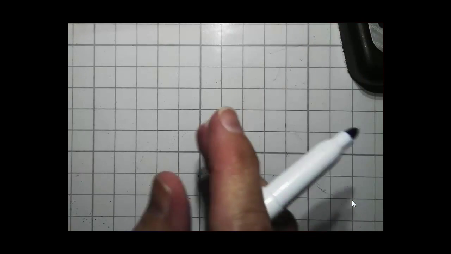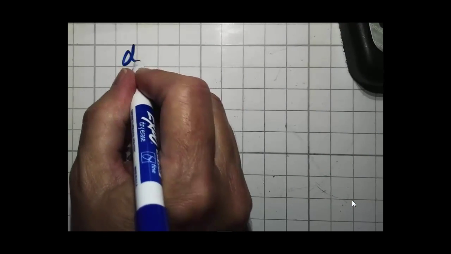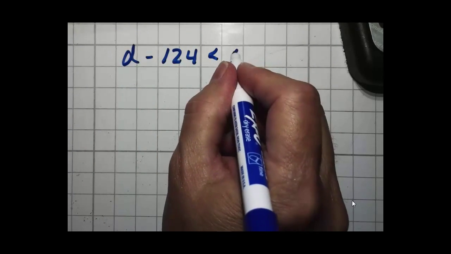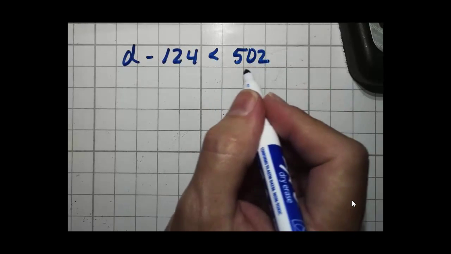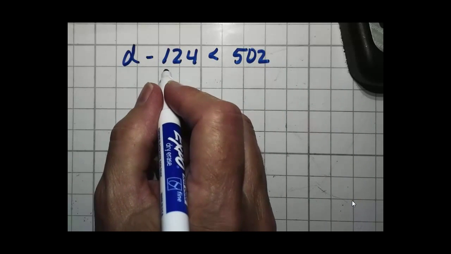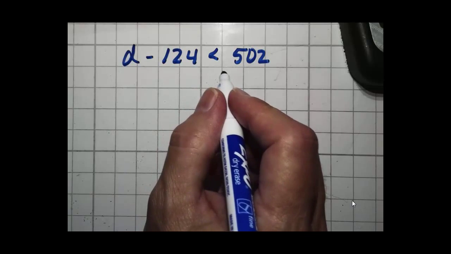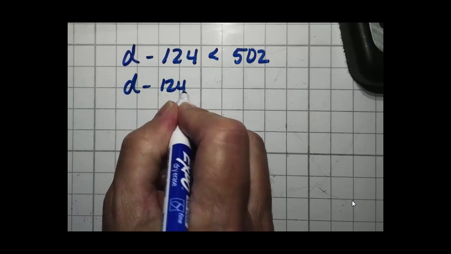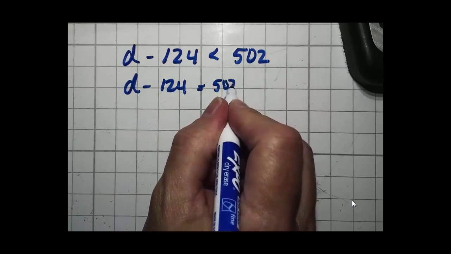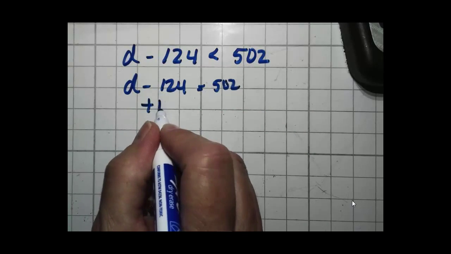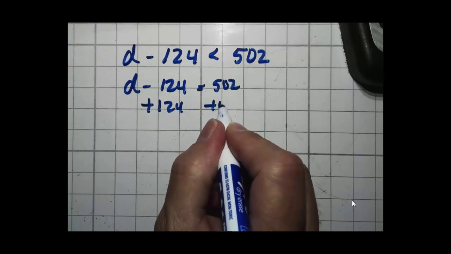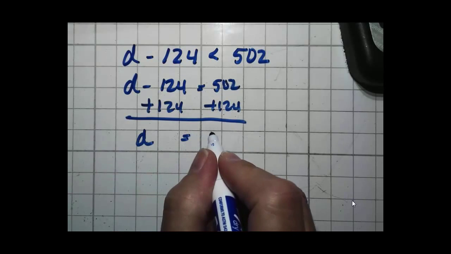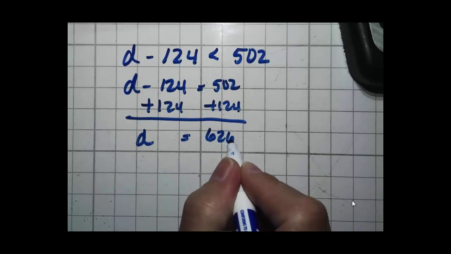Let's do one last problem. And again, this is true whether your numbers are big or little, whether you have whole numbers, decimals, or fractions. In this case, we have d minus 124 is less than 502. We're going to rewrite it with an equal sign instead of an inequality. I'm going to solve it just like I always do. The opposite of subtraction is addition. So I'm going to add 124 to both sides, and I'm going to get d equals 626.